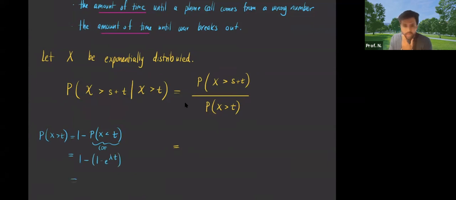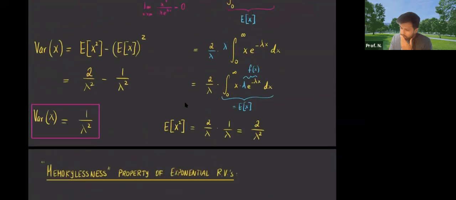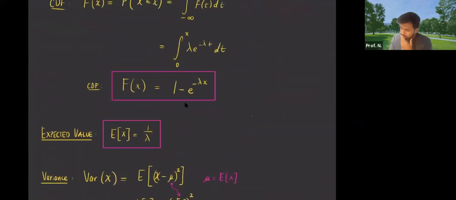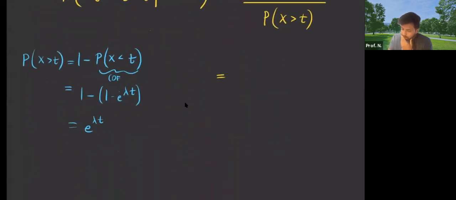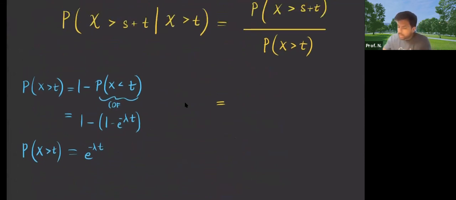But when you do this, what do you get? You get e to the lambda t, and this is negative, right? Yeah, this is a negative. I forgot the negative. So the probability that the x value is bigger than t is e to the negative lambda t. Then I can write the denominator as e to the negative lambda t.